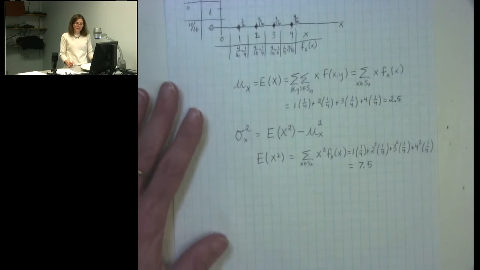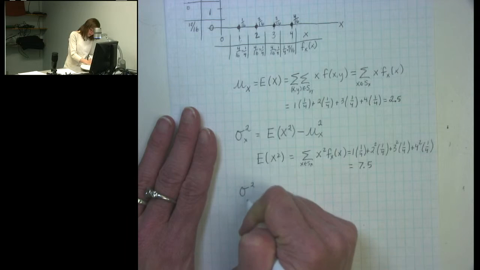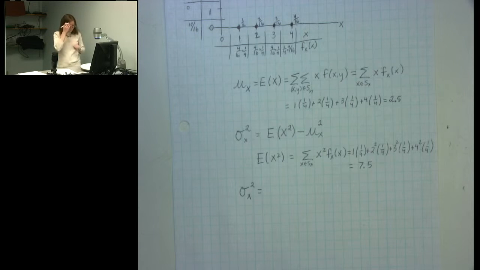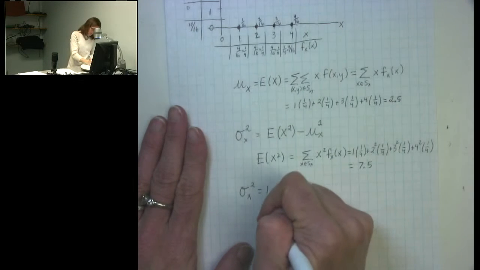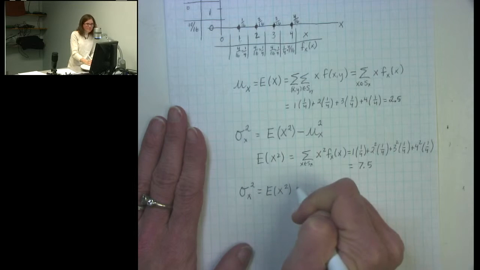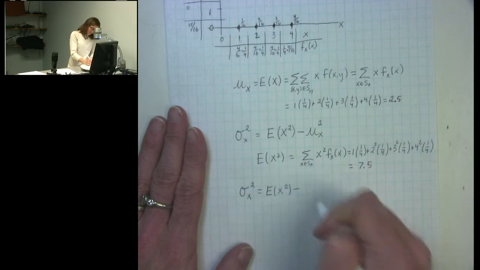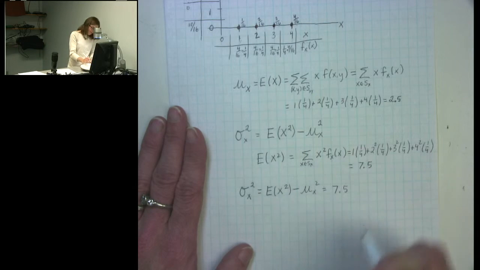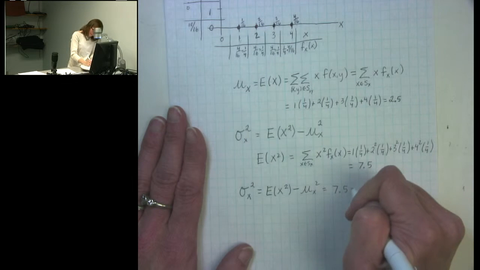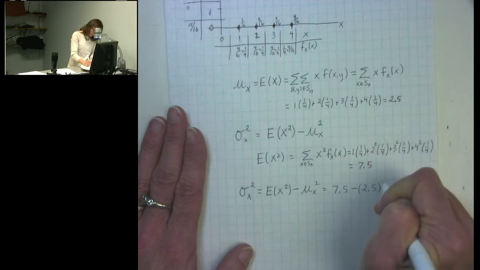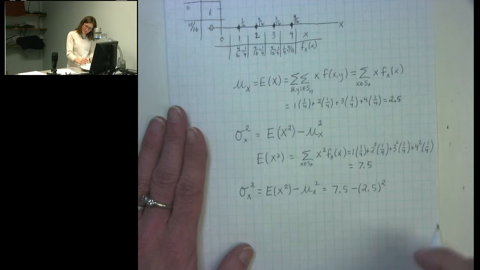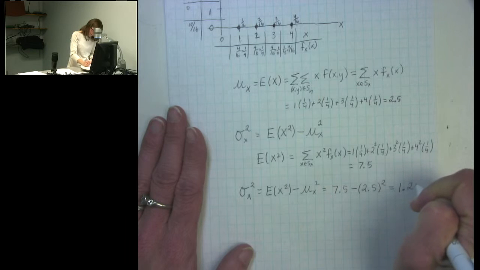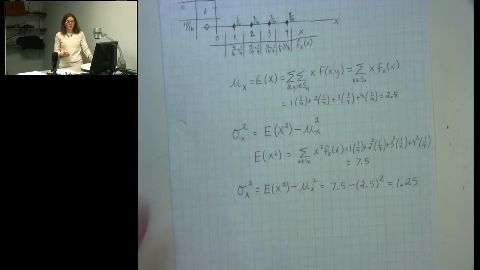And now to find the variance of x, I can take my expected value of x squared minus my mean of x squared, which gives me 7.5 minus 2.5 squared, which gives us a variance of x equal to 1.25. So that's how we can find the variance of x.